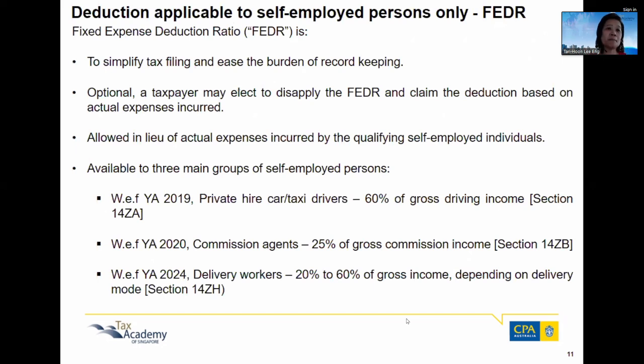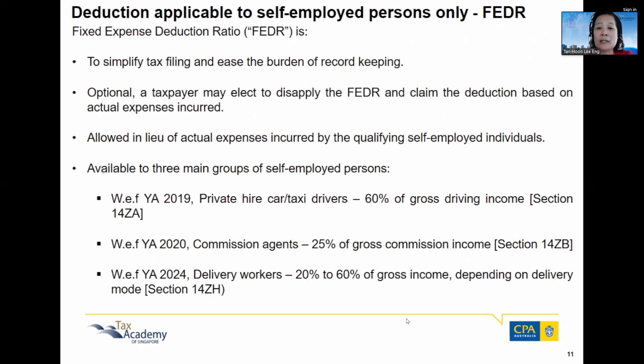Okay, this is an important topic: the fixed expense deduction ratio. Yes, because this basically helps SEPs to file their tax. To simplify tax filing, a ratio is given to 3 main groups of self-employed persons. The ratio is according to who they are.